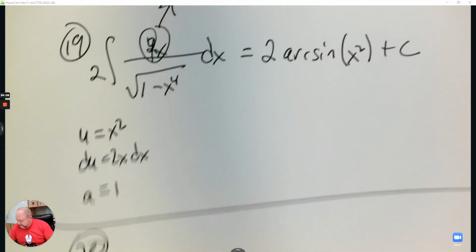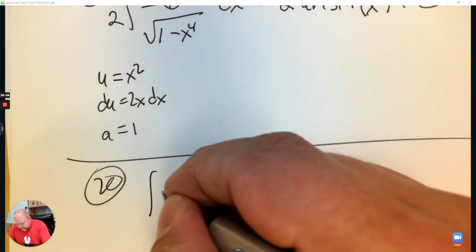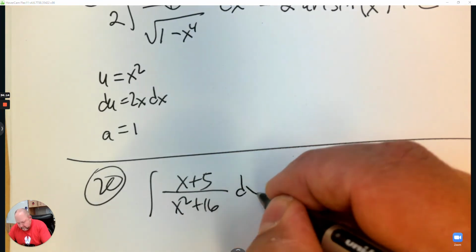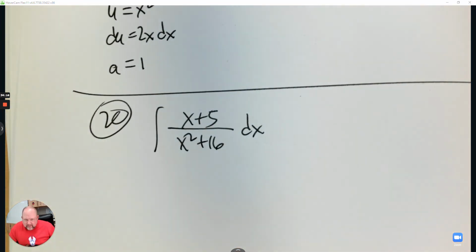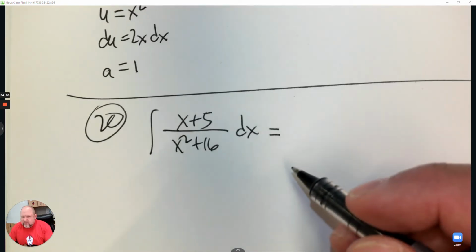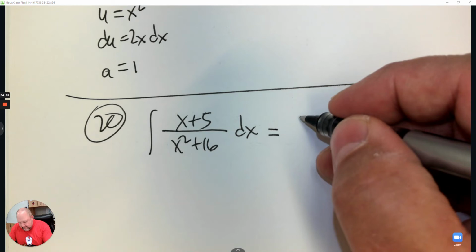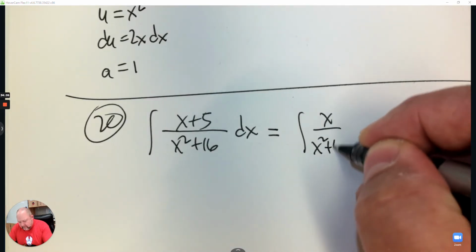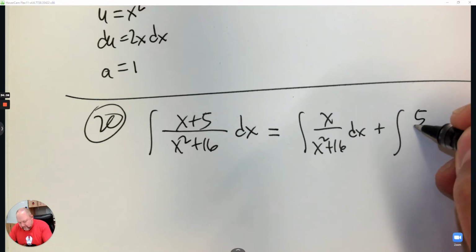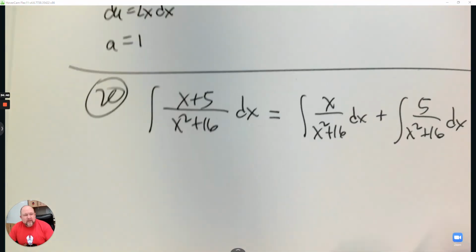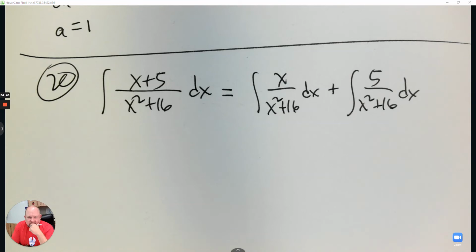20. All right, I'm going to give you a moment. Look at it, think about it, and think what direction you're going to go. All right, this is going to be a little different. So we have x plus 5. So I'm going to write it as x over x squared plus 16 and 5 over x squared plus 16. Go from there. Press pause. Could you integrate it from there?